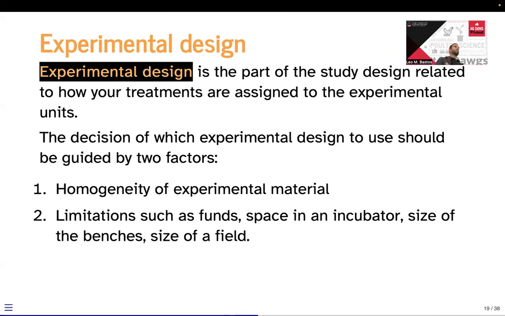So maybe you're limited in funds. Maybe you don't have enough space in the incubator to run a lot of things. Or maybe you have benches that you can only fit a certain number of pots on. Or maybe the size of a field. Maybe you really needed 2 times the size of the field to run what you wanted, but you only have half of it. So those types of limitations in homogeneity, or lack of it, are what the experimental design part of the study design is going to address.